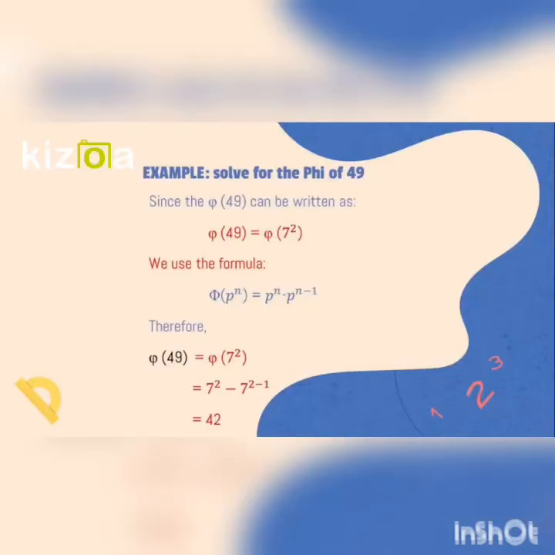Example, solve for phi of 49. Since phi of 49 can be written as phi of 7 raised to 2, we use the formula phi of p raised to n is equal to p raised to n minus p raised to n minus 1. So phi of 49 is equal to 7 raised to 2 minus 7 raised to 2 minus 1, which is equal to 42. Therefore, phi of 49 is 42.